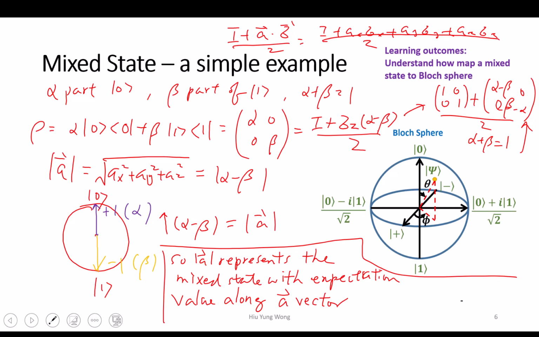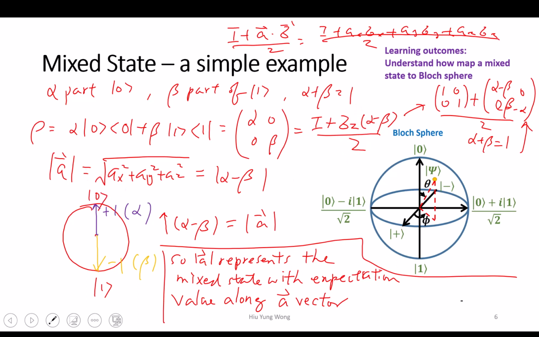Now, how do we understand a mixed state density matrix then? For example, I have alpha part of |0> and beta part of |1>, with alpha plus beta equal 1. Then its density matrix is alpha outer product of 0 plus beta outer product of 1, correct? I can express this in the form A dot sigma. You can go through the math like in the assignment, or it's very obvious: this is equal to (I plus sigma z times (alpha minus beta)) divided by 2. So what is the A here?